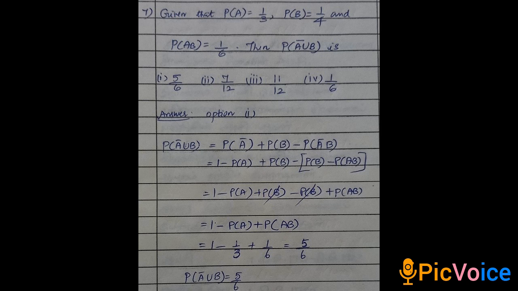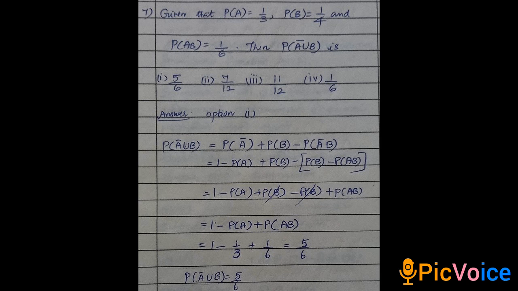Next question. Given that probability of A is equal to 1 by 3, probability of B is equal to 1 by 4, and probability of AB is equal to 1 by 6, then probability of A bar union B is, the options are 5 by 6, 7 by 12, 11 by 12 and 1 by 6.